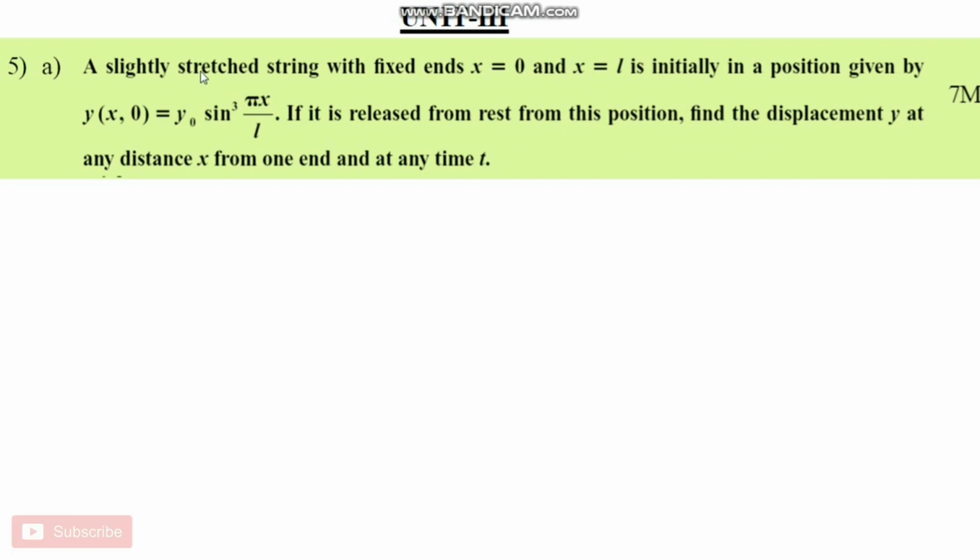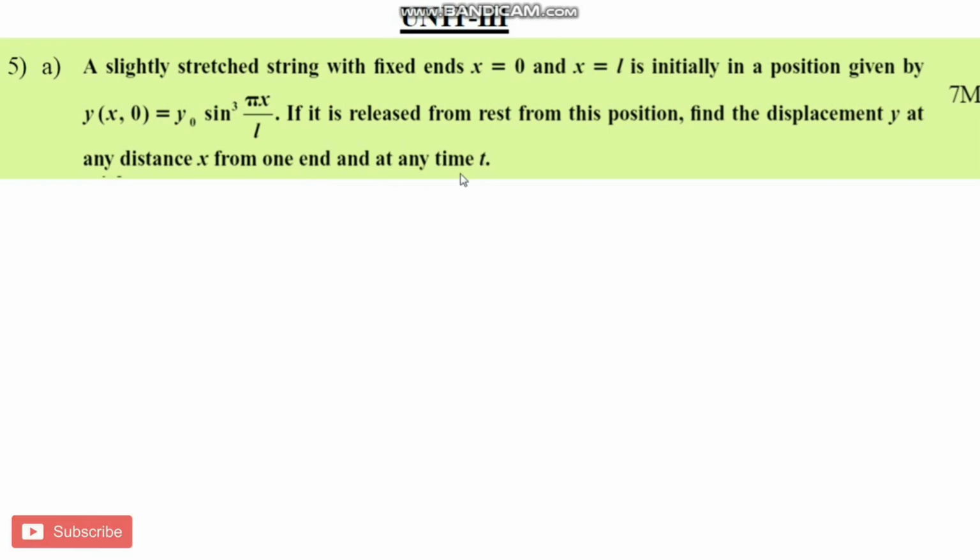From unit number 3, that is applications of partial differential equations. Fifth question: a slightly stretched string with fixed ends x equal to 0 and x equal to L is initially in a position given by y(x,0) equals y0 sin cube of pi x by L. If it is released from rest from this position, then find the displacement y at any distance x from one end at any time t.